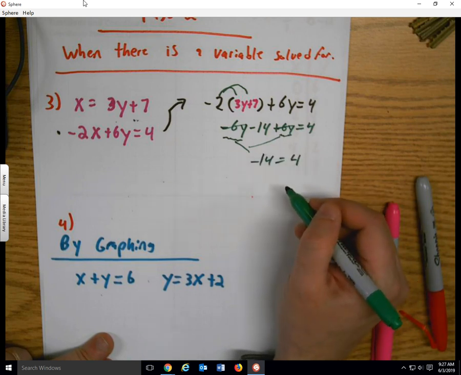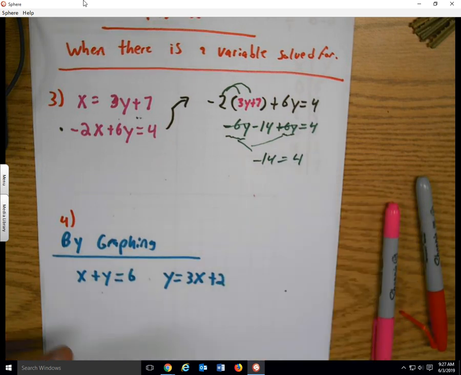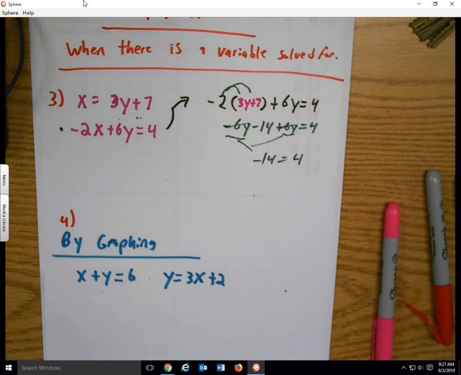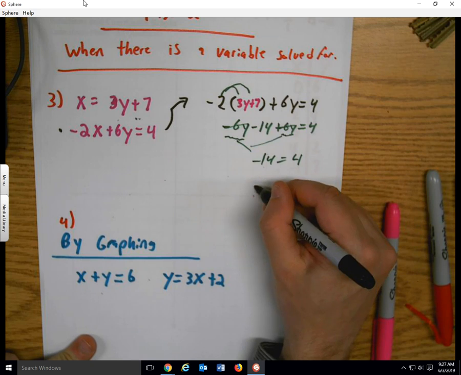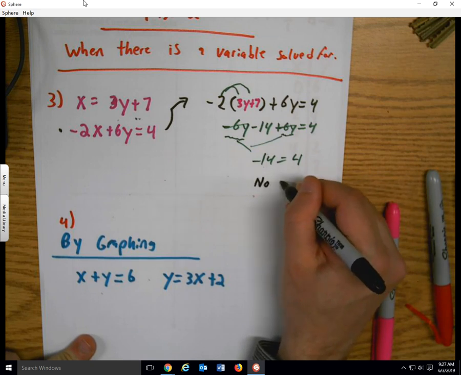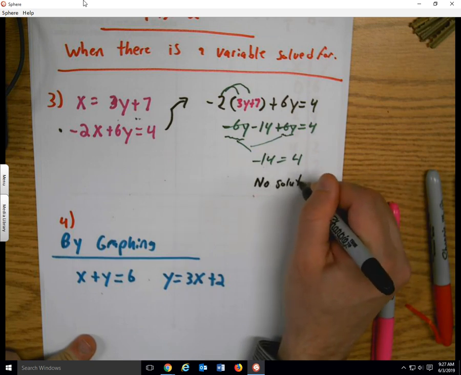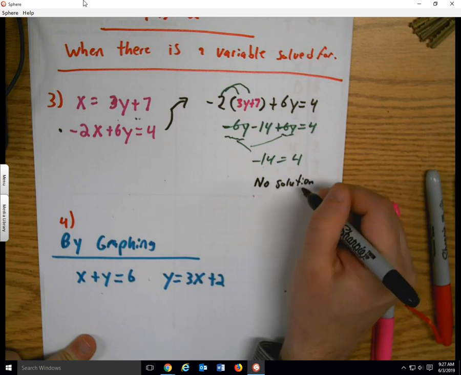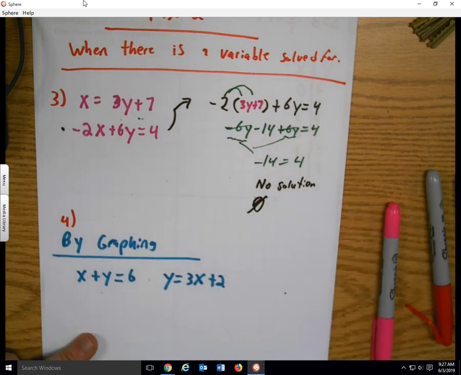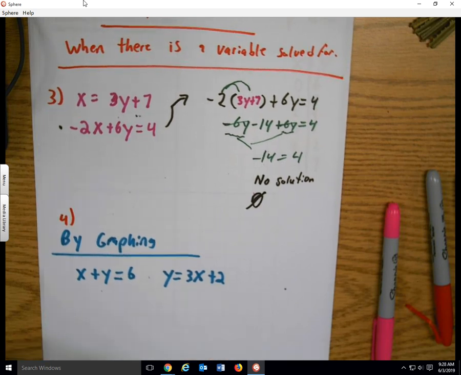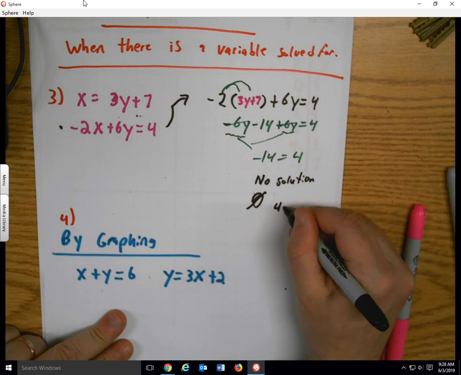Now on this one, we didn't get an x or a y. We have a negative 14 equaling 4. But is that true? No, it's not. 4 equals 4, or negative 14 could equal negative 14. When it's false, though, we don't call it false. We call it no solution, or some students like to say no sol. It's also represented with a 0 and a line through it. Okay. So since it's no solution, we don't need to go and find the x or the y. We're done.